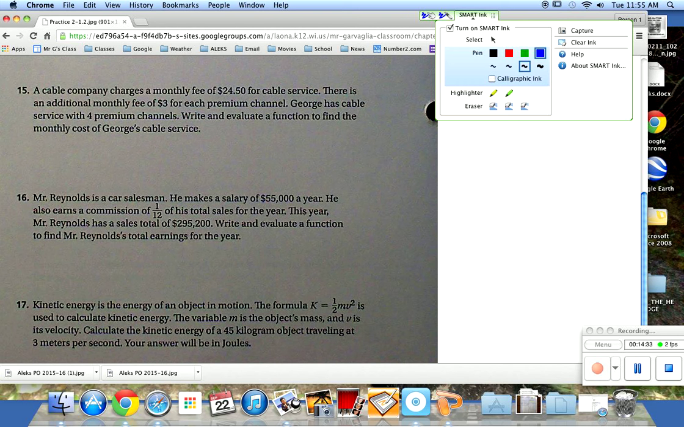All right, a cable company charges a monthly fee of $24.50 for a cable service. You guys have your own apartments. You've got a cable company that's charging you $24.50 for cable. This is real life stuff. There is an additional monthly fee of $3 for each premium channel. That's pretty cheap, by the way. George's cable service has 4 premium channels. Write and evaluate a function to find the monthly cost of George's cable service.